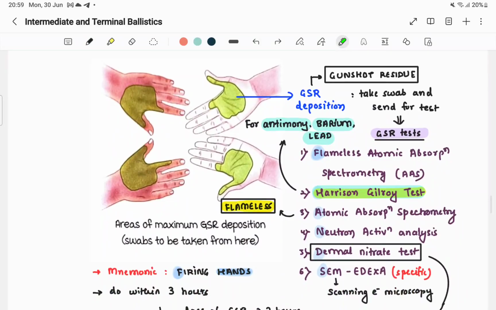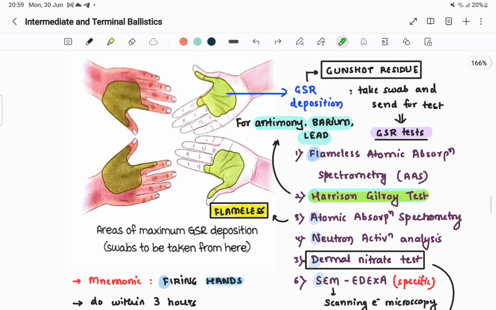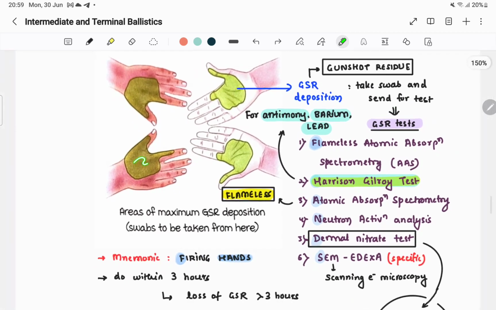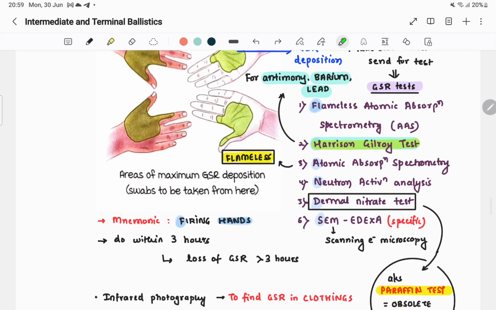Let's talk about gunshot residue. Whenever a person is firing a bullet, some gunshot residues are produced on the hand of the person, okay. I call it GSR. You have to take the swab and send it for the test. So for the GSR test, swabs must be taken from this part. You can just pretend to hold a gun, and wherever you are holding it, that portion will have the maximum GSR, right?